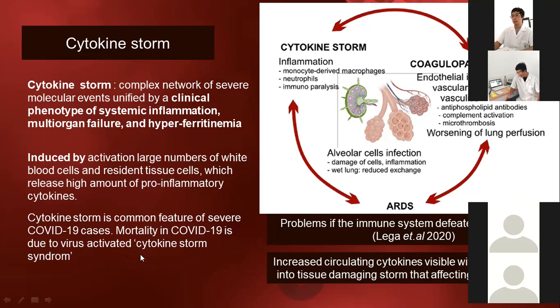From the picture, we can see the cytokine storm syndrome is correlated with the coagulopathy and the ARDS. The cytokine storm is about the inflammation, the monocytes, the macrophages, and the neutrophils, and it affects immunoparalysis. Then it correlates with the coagulopathy, about the endothelial infection, vascular damage, and vasculitis. And both of them are correlated with the ARDS, which is about the alveolar cell infection, damage of the cells, and inflammation. The problems if the immune system is defeated by COVID-19 are shown by the picture. Increased circulating cytokines are visible with fever, then turn into a tissue-damaging storm affecting several patients. Next.